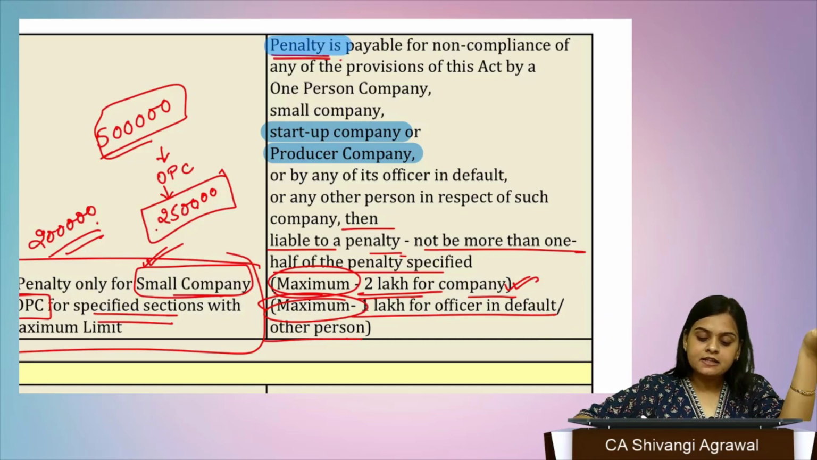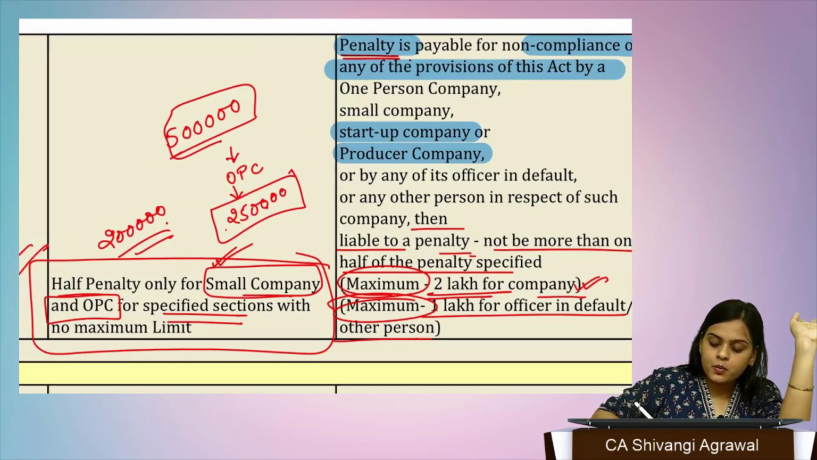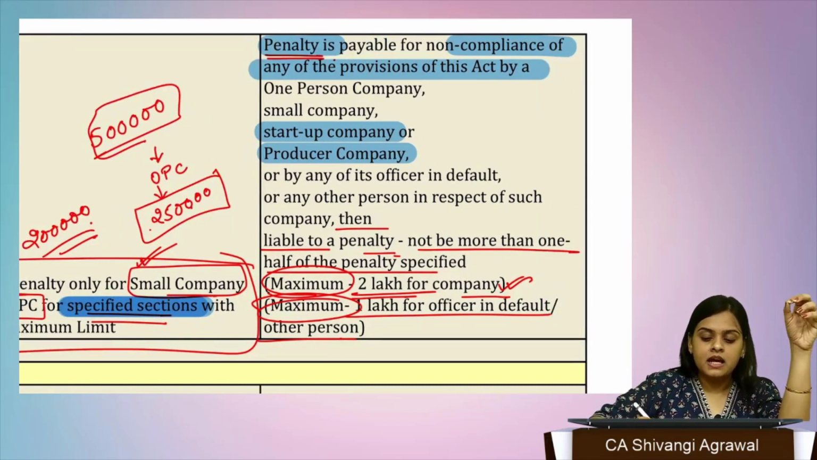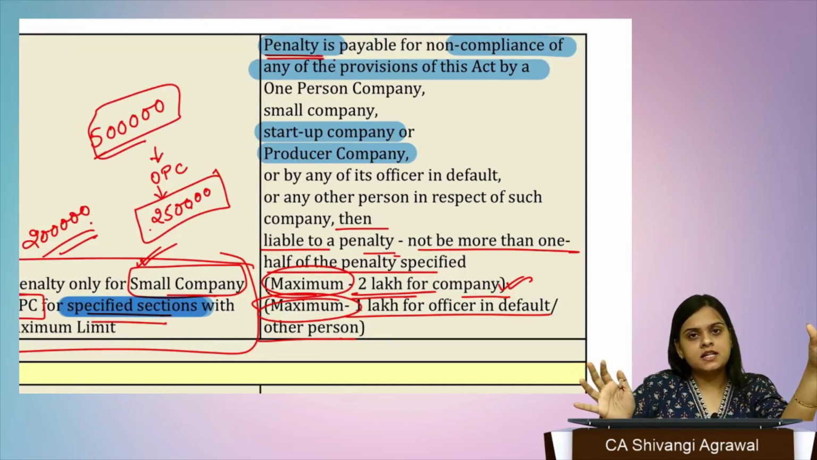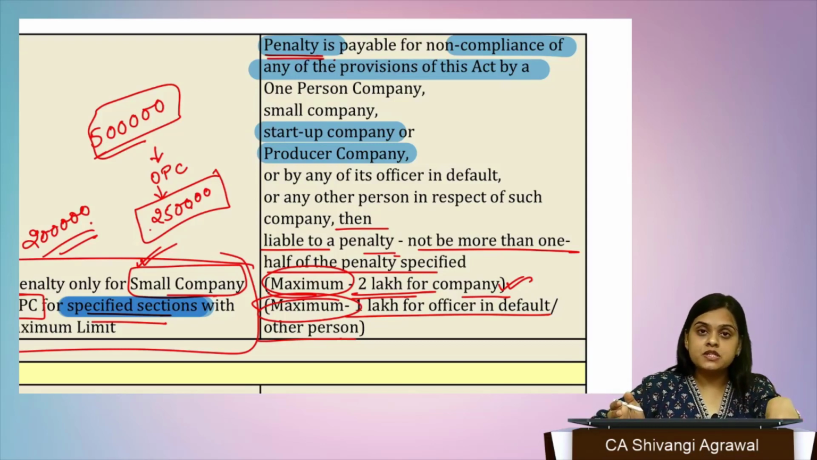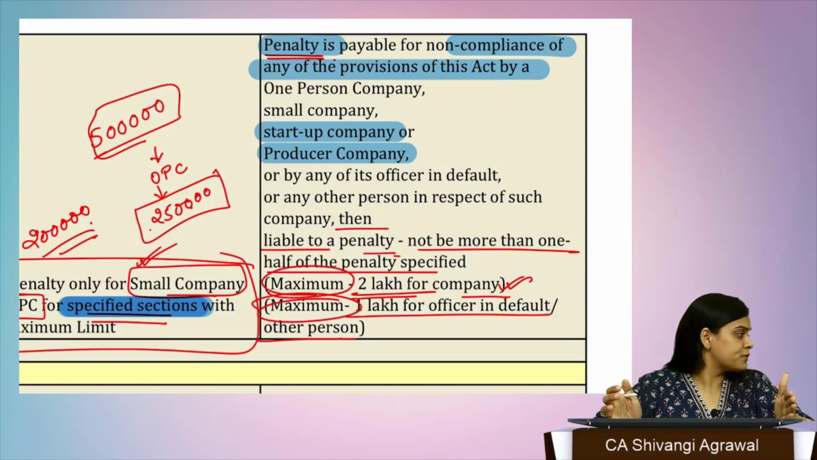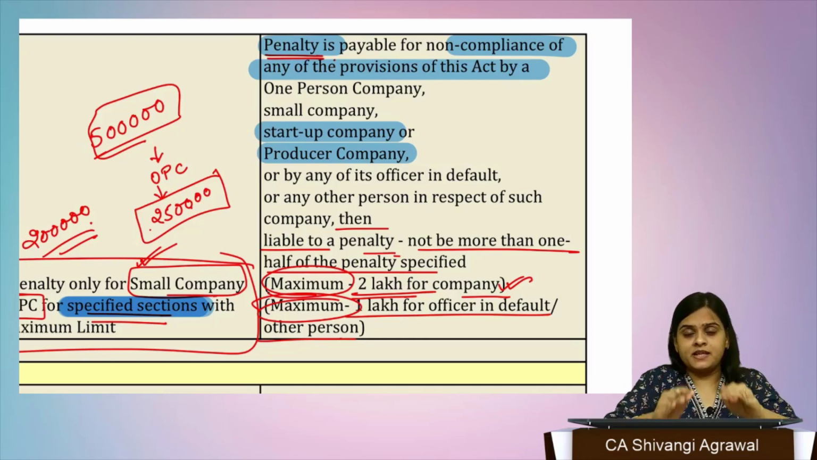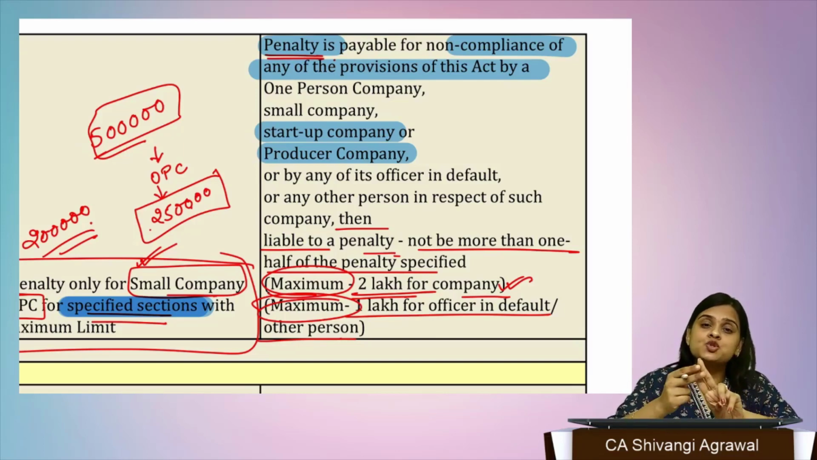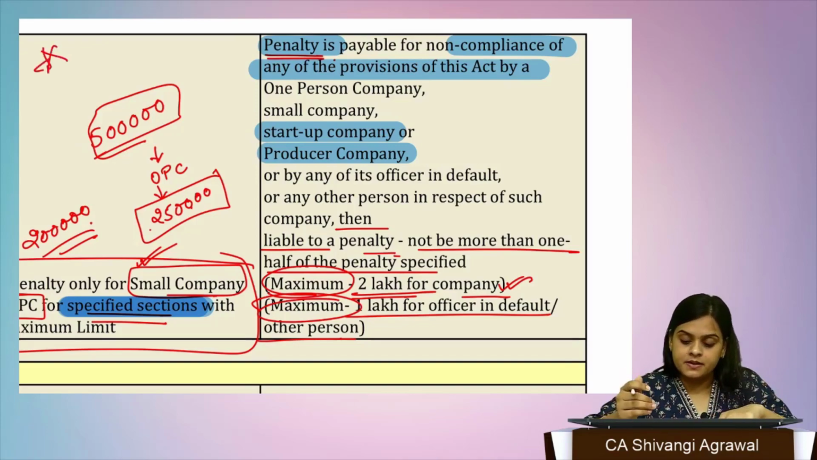So for the penalty for non-compliance of any of the provisions of this act, earlier there were just some specified sections, like non-filing of annual return and all. Now any of the provisions. So from start to end, if a small company, one person company, startup company and producer company do not comply with any of the provisions of the act, straight away half penalty, not more than that. And that too has a specified maximum limit, 2 lakh and 1 lakh: 2 lakh for company and 1 lakh for officer in default. So very important.